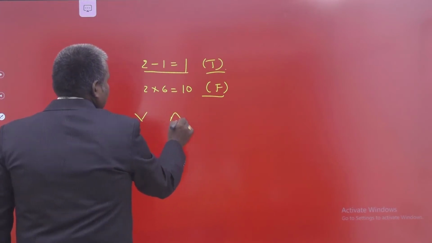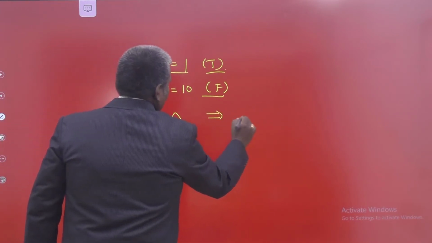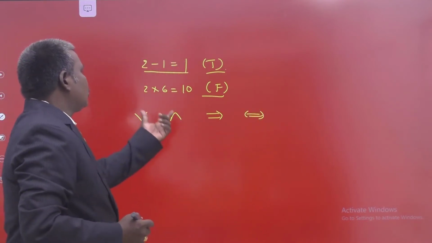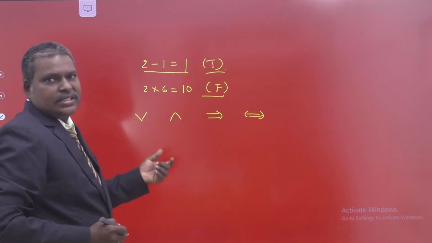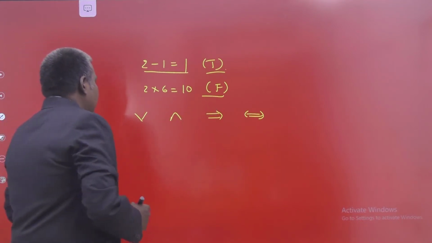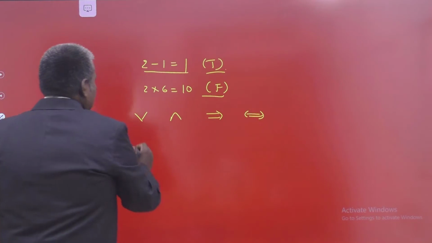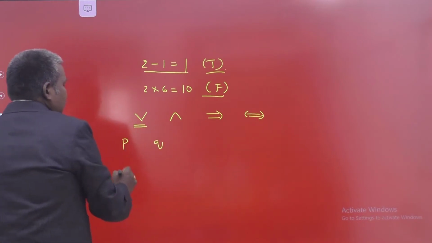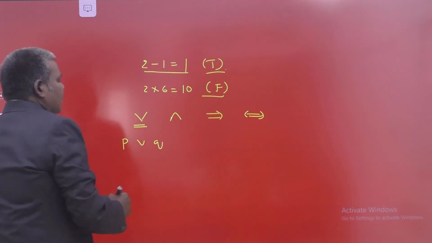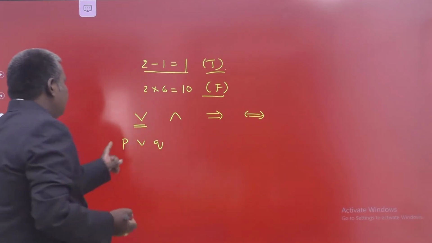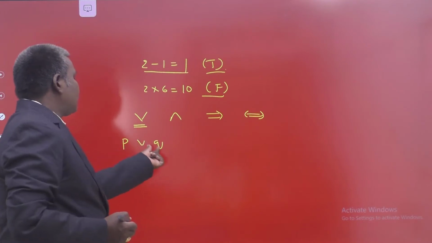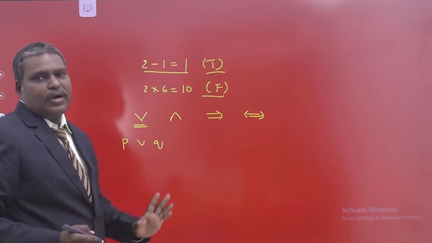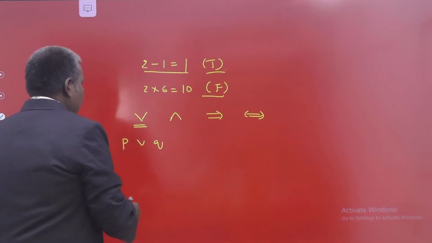So, already we discussed the connectives: disjunction, conjunction, implication and biimplication. These are the 4 types of connectives used to connect simple statements into compound statements. This is defined as follows: suppose P and Q are any 2 statements. P or Q is true when at least one of P and Q is true. If both are false, then it will be false. That is the definition of P or Q.